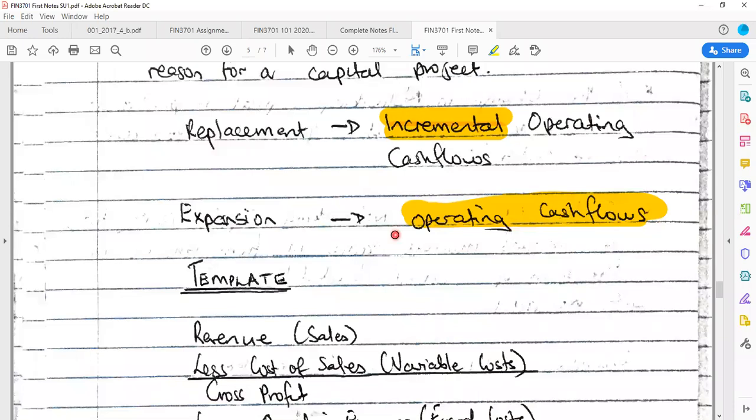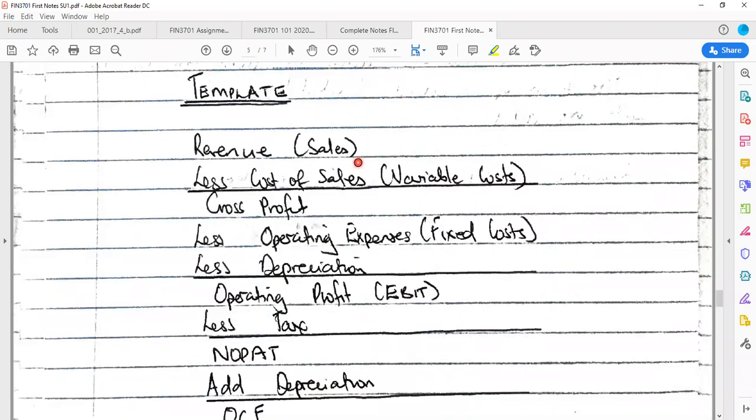So this is some important theory you should know. In the exam, they could ask you, when do you use incremental operating cash flows and when do you just use the operating cash flows from the new project or the new asset? Incremental operating cash flows are used in a replacement problem, and just operating cash flows are used in an expansion problem.